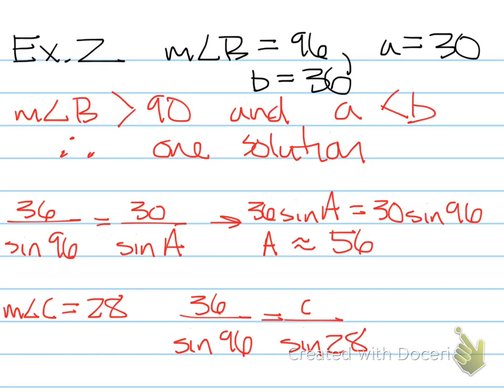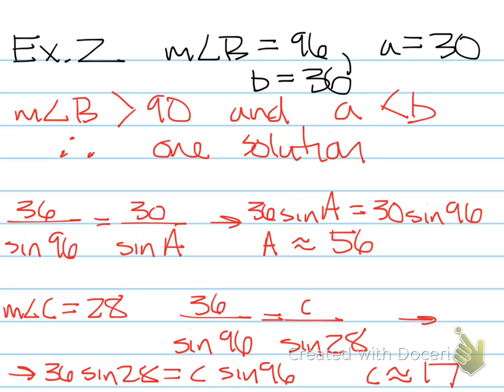And then to find the measure of side c, we're going to use that same ratio from the first proportion, 36 over sine of 96, and set that equal to lowercase c over sine of angle C. We just determined angle C was 28, so sine of 28. Cross multiply, solve for c. So to solve for c, we need to divide both sides by sine of 96. We get approximately 17 for the measure of c.